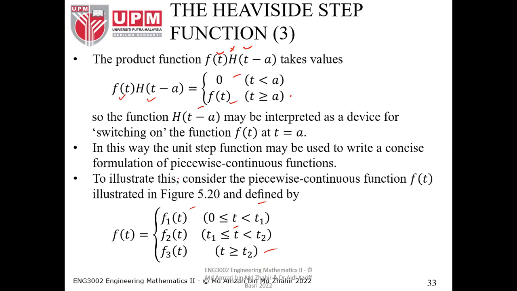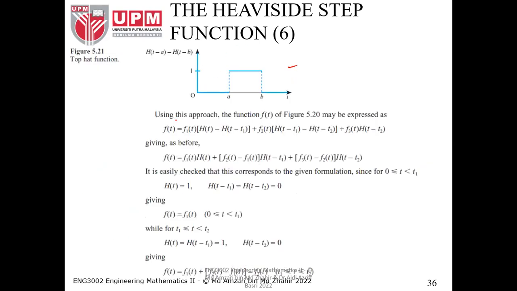Okay, we have f1, f2, f3. So based on here, for the functions of this one, you need to multiply f1 times H(t) minus H(t minus 1), plus f2 times H(t minus 1) minus H(t minus 2).